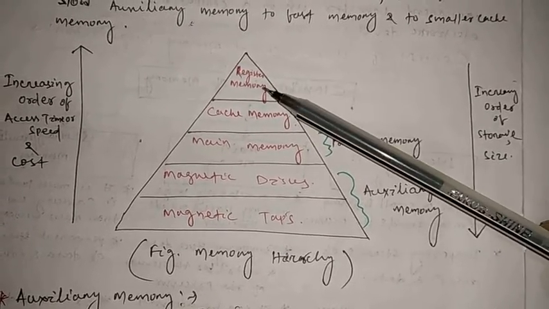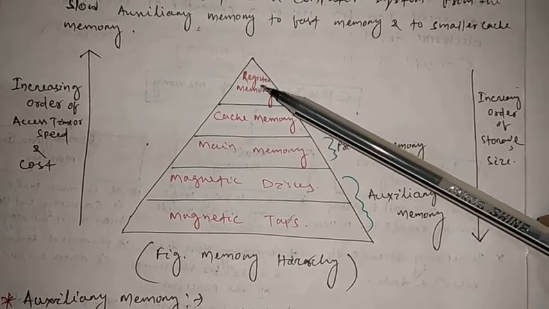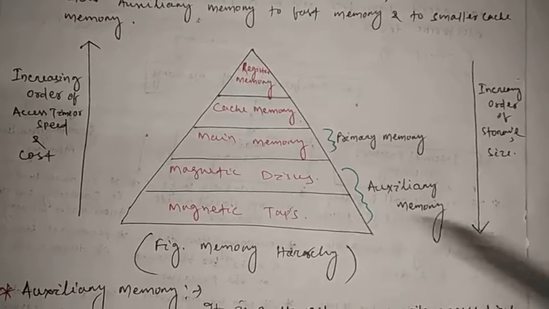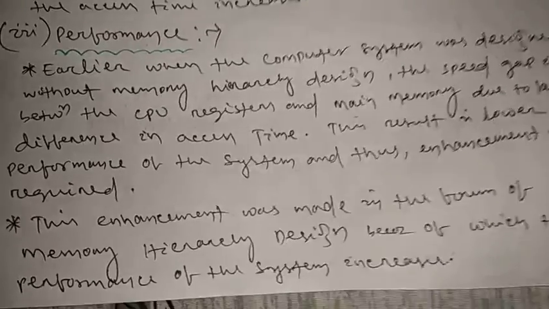So which one is taking minimum time to access data? A register memory, but maximum is magnetic tape or magnetic disk. Okay, next performance. Next one is what?